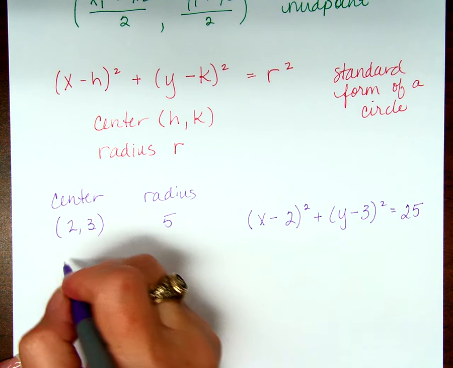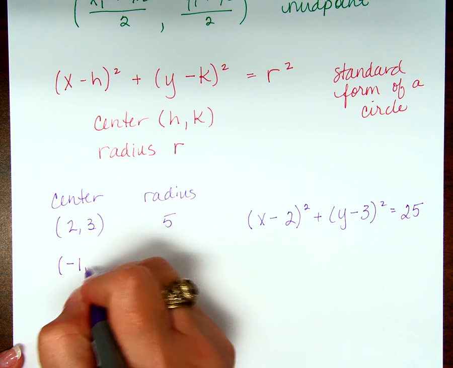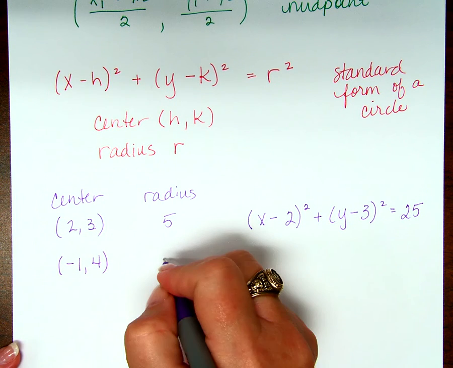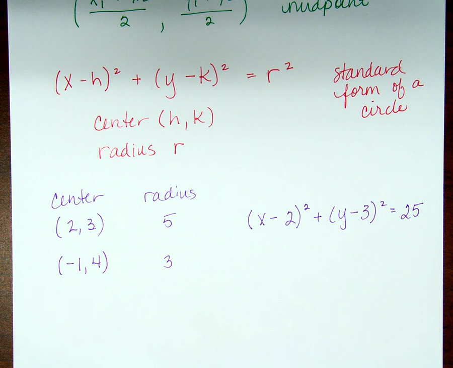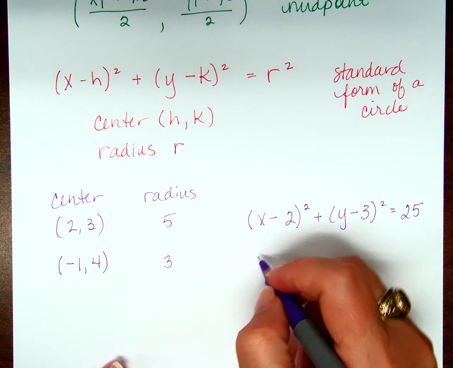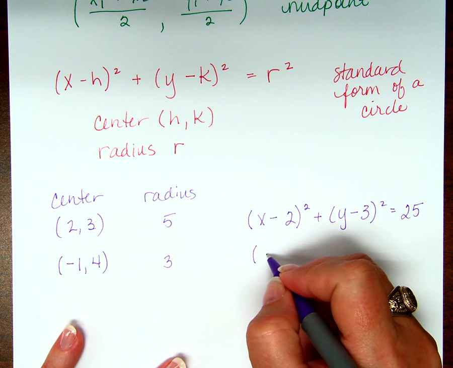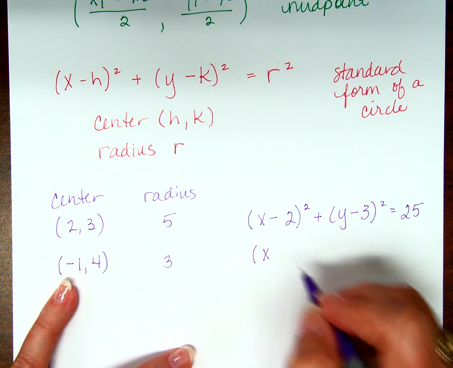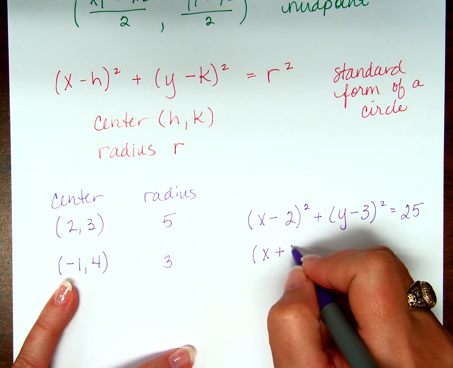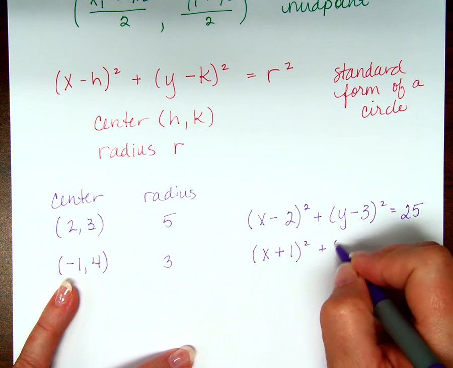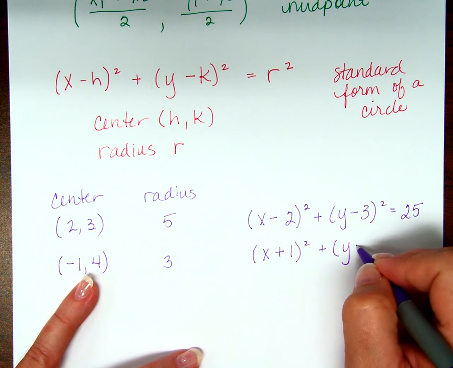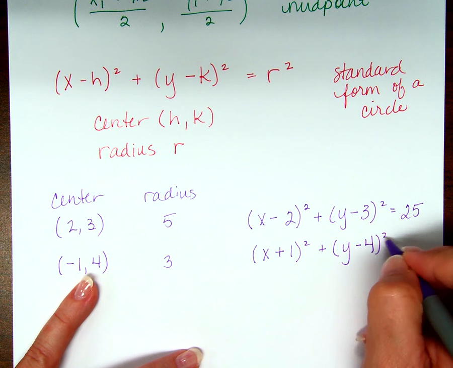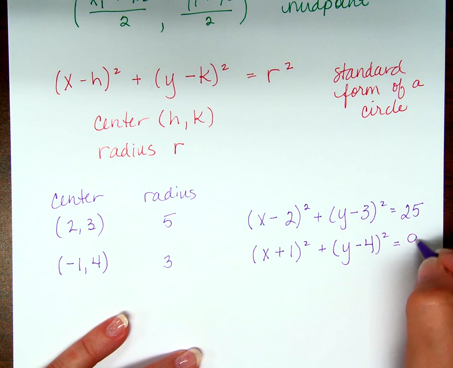Yeah? Easy or hard? Yeah? Okay. So what about if the center was at -1, 4? And the radius was 3. What is the standard form of a circle? X minus h. Ooh. So plus 1, right? Excellent. Plus y minus 4. Good. Squared equals? Yeah, 9.